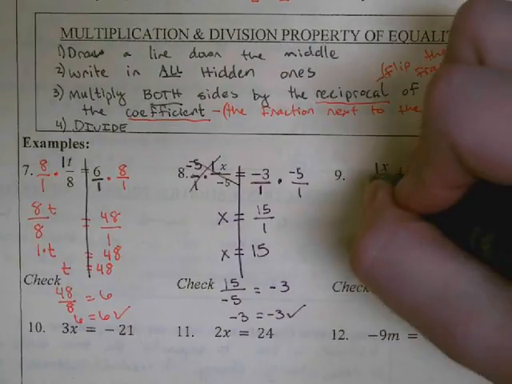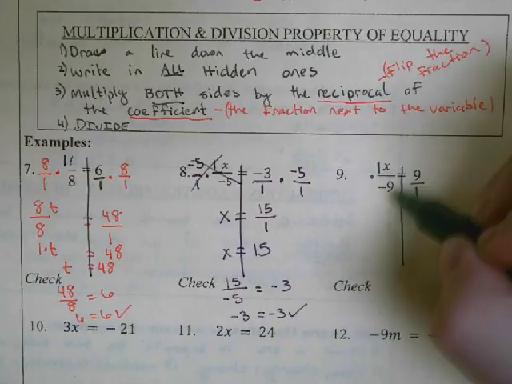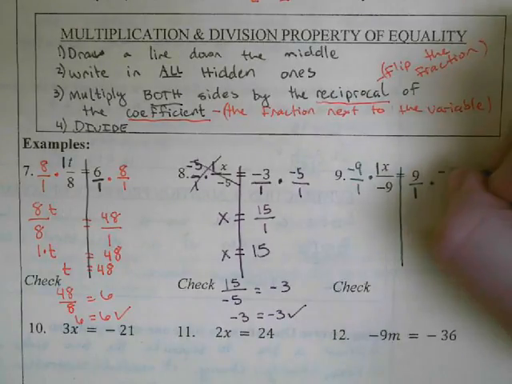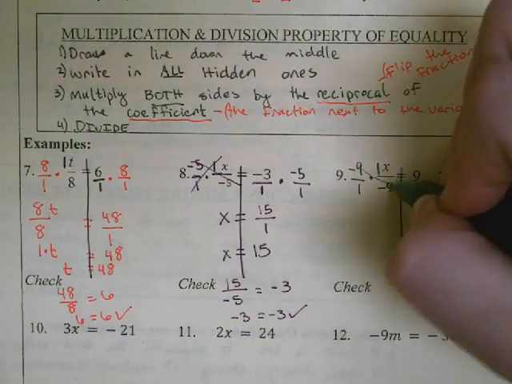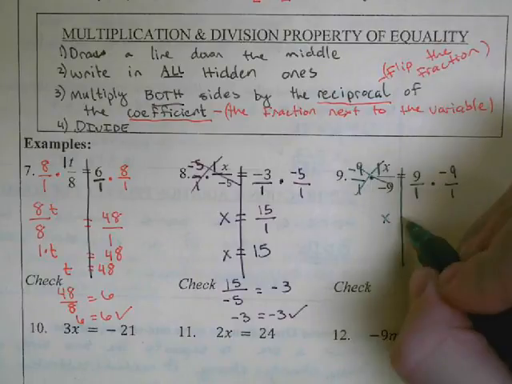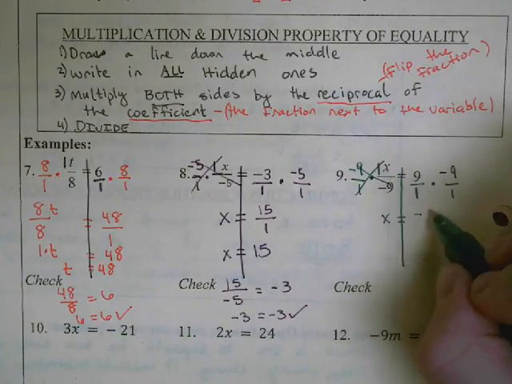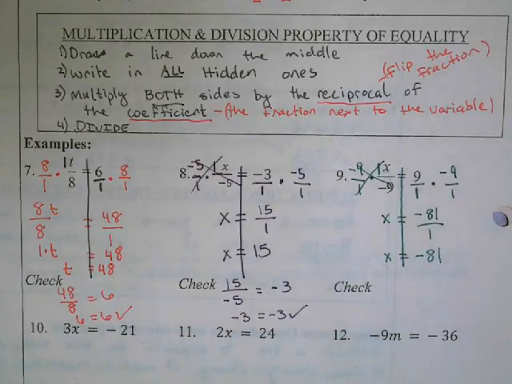We'll multiply both sides by the reciprocal. The reciprocal is just taking this fraction, 1 over negative 9, and flipping it: negative 9 over 1. So I'll multiply both sides by negative 9 over 1. The numbers on this side cancel, so we have x all by itself. Multiply 9 times negative 9. Positive times a negative is a negative, so negative 81 over 1. We do our division, and negative 81 divided by 1 is negative 81.